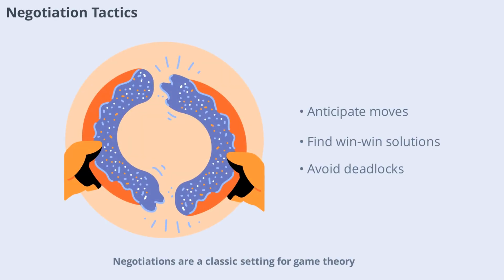Negotiations are a classic setting for game theory. Each party tries to achieve the best outcome, often with incomplete information about the other's preferences. Game theory models help negotiators anticipate moves, identify win-win solutions, and avoid deadlocks. Optimization ensures that the chosen agreement is the most beneficial given the available options.